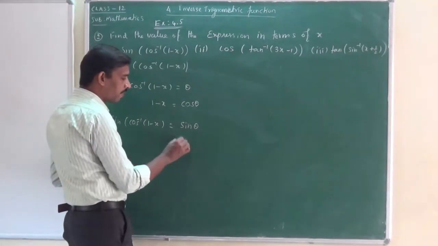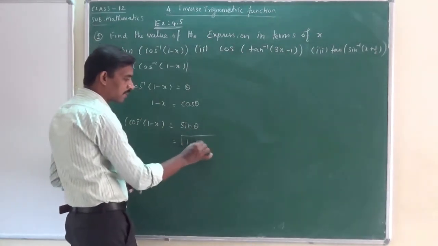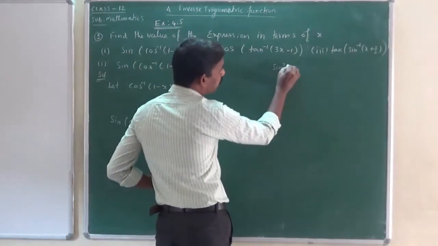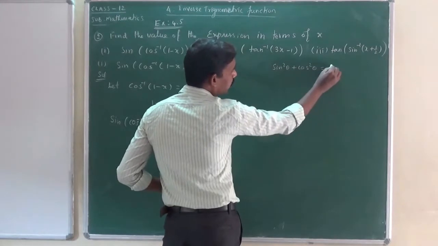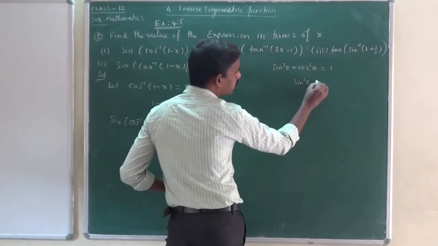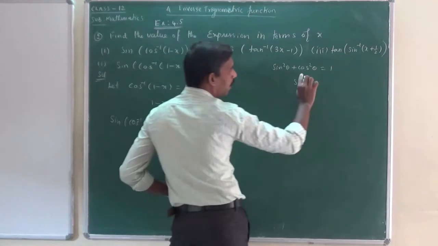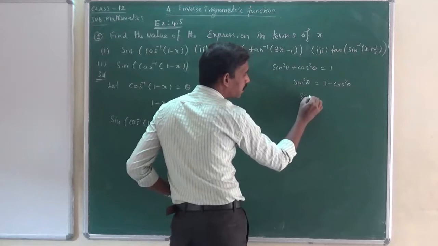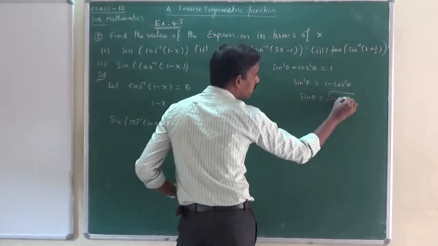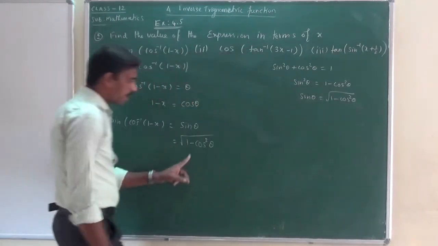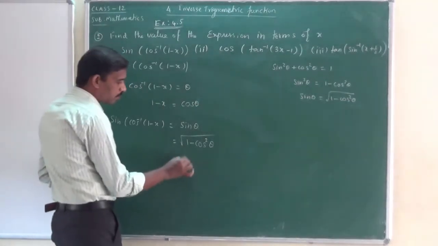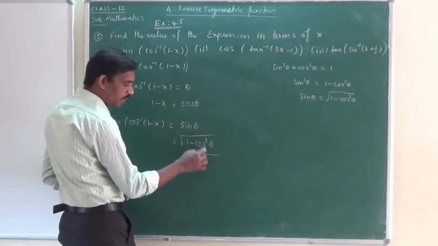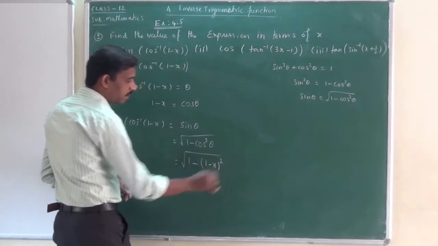We know very well sine theta we can write as square root of 1 minus cos square theta. Because in our formula sin square theta plus cos square theta is equal to 1. So keeping sin square theta on the left side and cos square theta on the right side, it will be 1 minus cos square theta. Then sin theta is nothing but square root of 1 minus cos square theta. Now the value of cos theta is 1 minus x, but I have to find cos square theta. So 1 minus x the whole square.